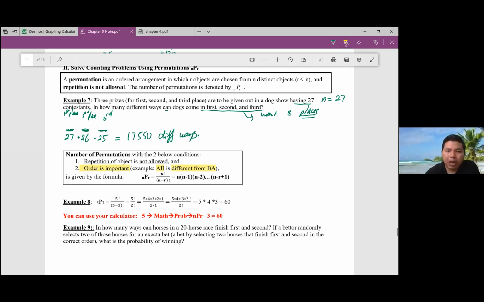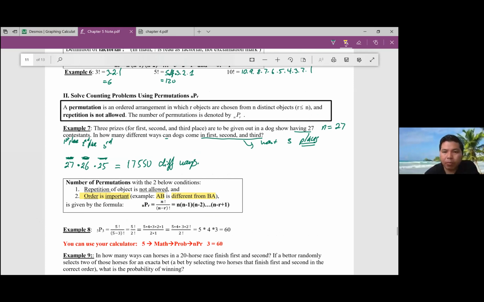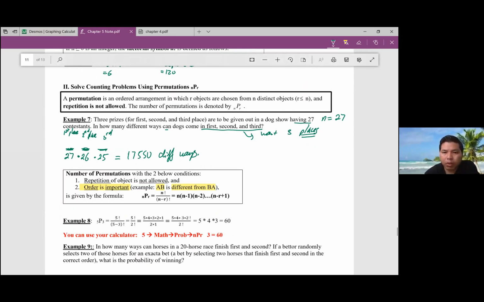So if we apply permutation to example 7, n will be 27 and r will be 3, right? Because I want 3 positions: first, second, and third. We want 3 places. So if I apply this method, 27P3 will equal 27 factorial divided by (27 minus 3) factorial. So we express everything out.